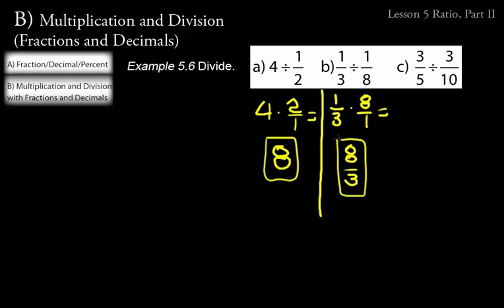How many 1/8 can I divide 1/3 into? Well, you can divide it into 8/3, or 2 2/3 1/8 pieces, which sounds really weird, but that's what it does. And then C, 3/5 divided by 3/10, well, that's going to be 3 over 5 times 10 over 3.